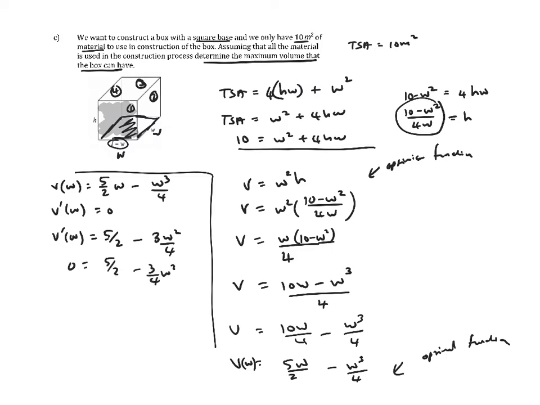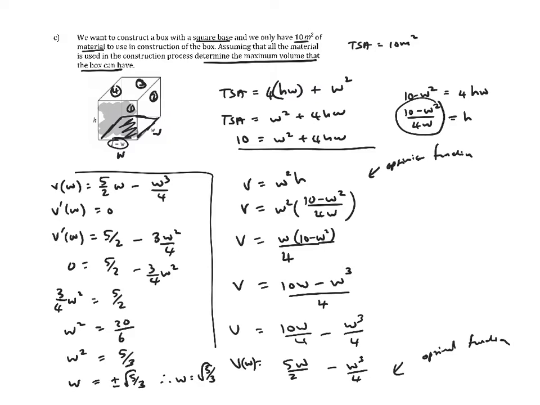So 3 over 4W squared is equal to 5 over 2. You just simplify this by multiplying by 4 divided by 3. So that's 20 over 6, so W squared is equal to 5 over 3. So W is equal to plus or minus the root of 5 over 3. A negative length here will make no sense, so therefore W is equal to the root of 5 over 3. And then what is the height going to be?